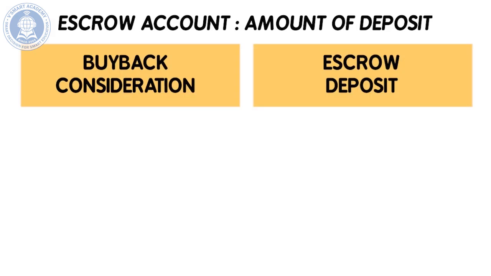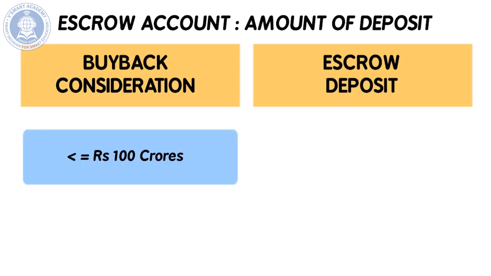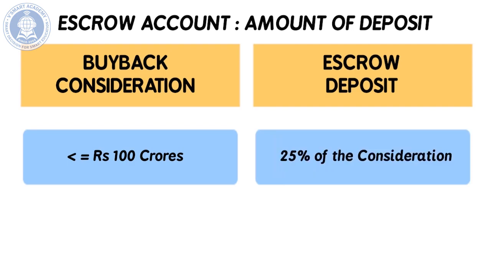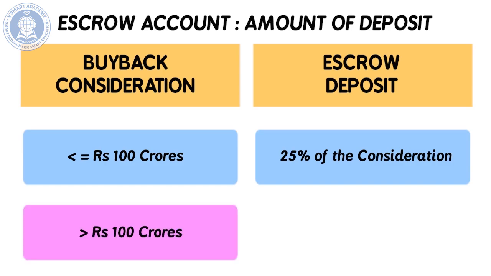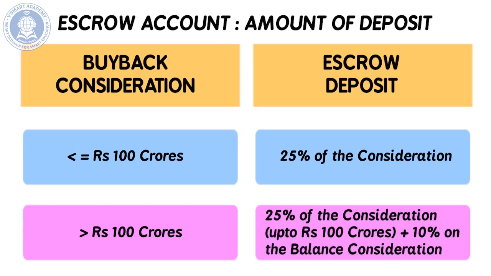The amount that should be deposited into the escrow account is, if the consideration is less than or equal to rupees 100 crores, then the escrow amount is 25% of the consideration. However, if the consideration is greater than rupees 100 crores, then 25% of the consideration up to 100 crores and 10% of the balance consideration should be deposited.